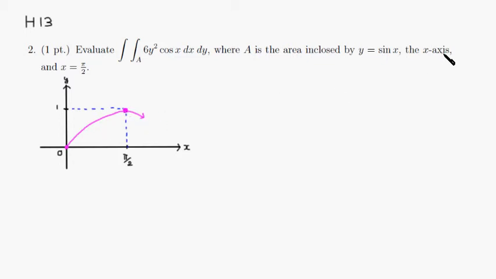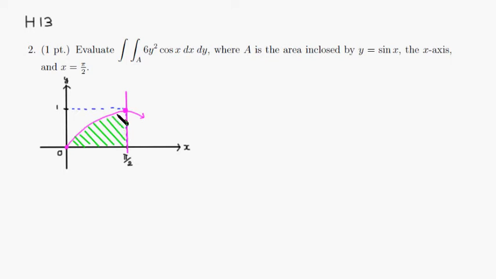Then the x-axis is just the x-axis here. And a vertical line, x equals pi over 2, is going to be a vertical line right around here. So just draw a vertical line there. The region we are looking at would be right here. So this is the region we are integrating over.